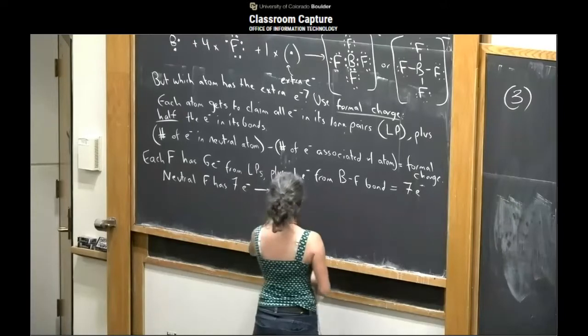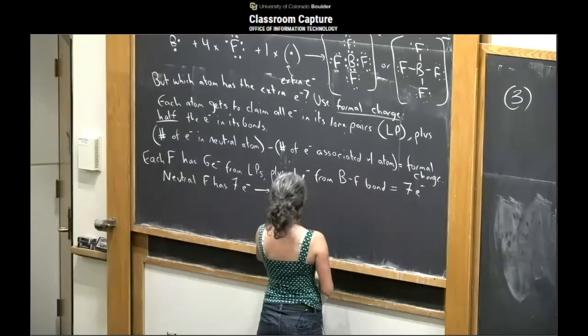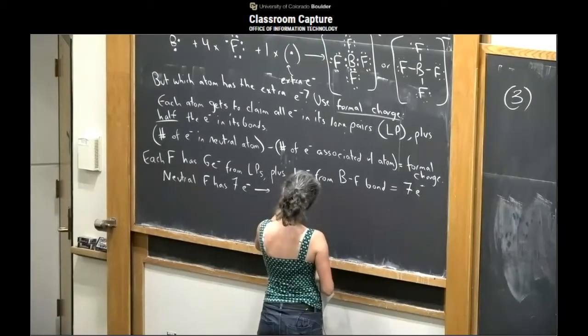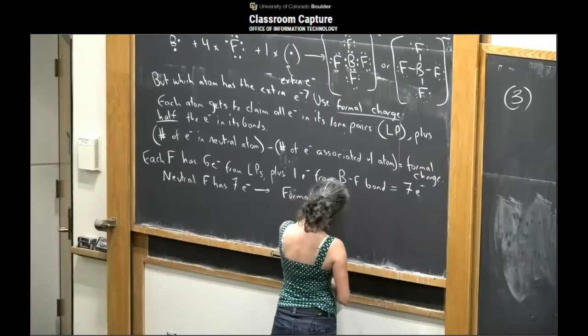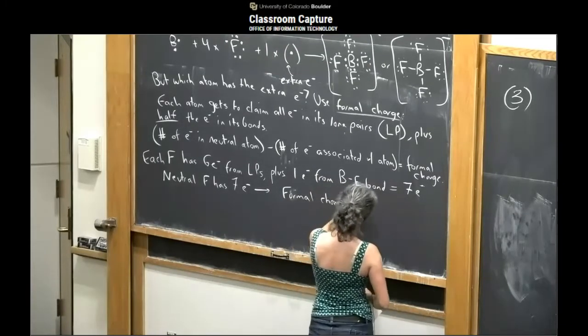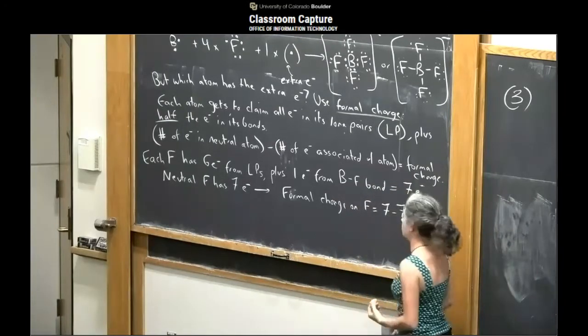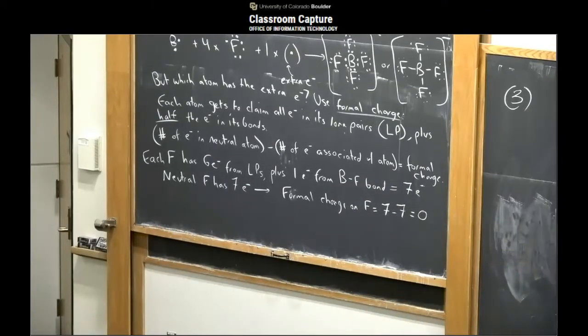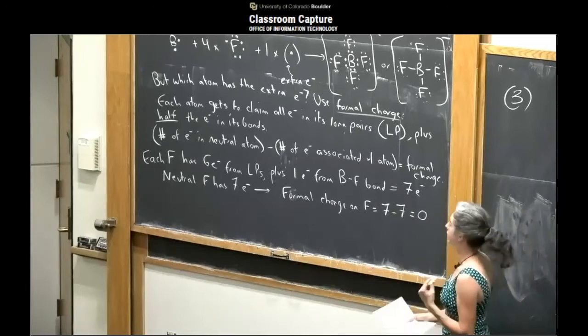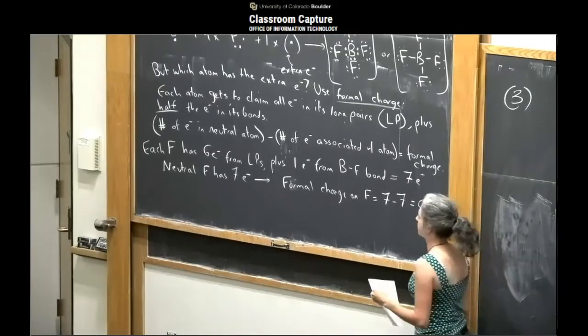Okay, so the formal charge on fluorine is going to be 7 minus 7, or 0. So for bookkeeping purposes, fluorine is officially uncharged in this structure that I drew. It needs 7, it's got 7, we're good. Let's do the same thing for boron.